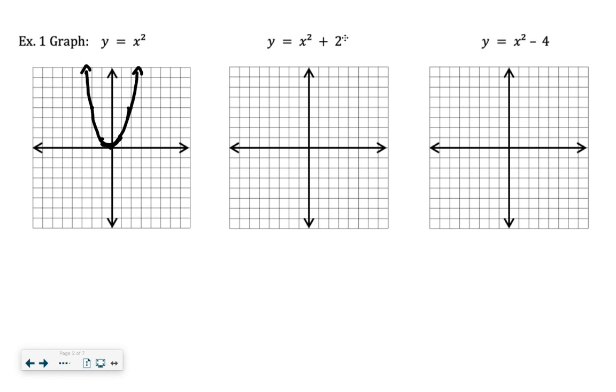If I'm adding 2 onto that, all that's going to happen is I'm going to take this original graph and move everything up 2. It's a vertical shift up 2. So instead of my vertex being at 0, 0, my vertex is now at 0, 2. Okay? And then I can graph the rest of these points.